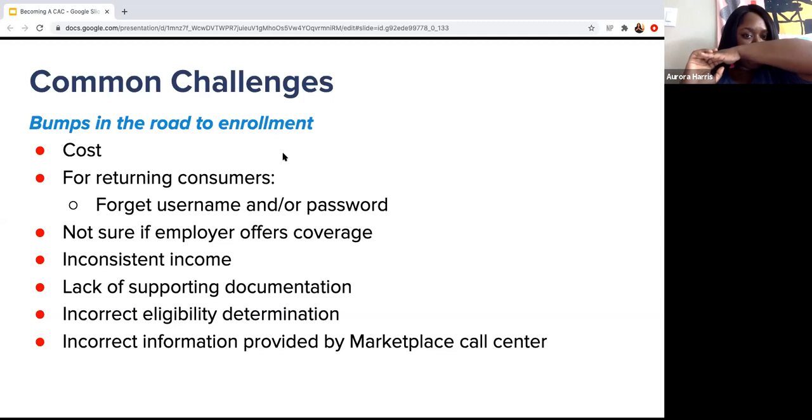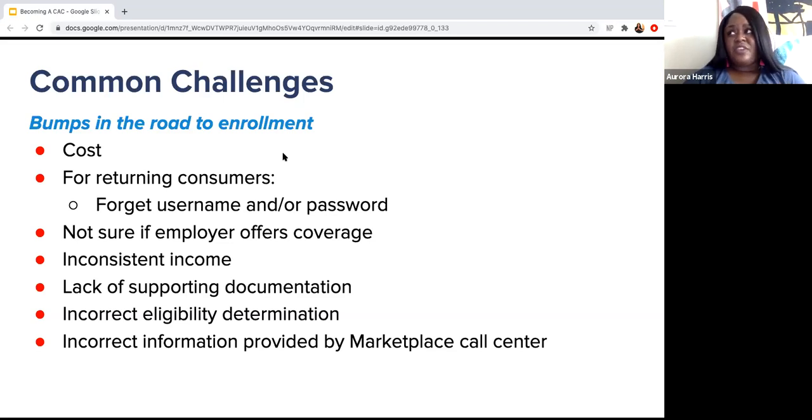Another thing I mentioned before is inconsistent income. I work with a lot of young people that work 2 and 3 jobs, that have work study jobs, gig economy jobs. They're driving for Uber, delivering for DoorDash, working at restaurants, getting tips, and it's really hard to project how much money you're going to make in 2021. So that's another common challenge.